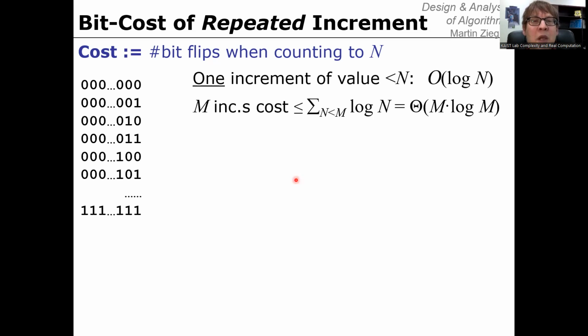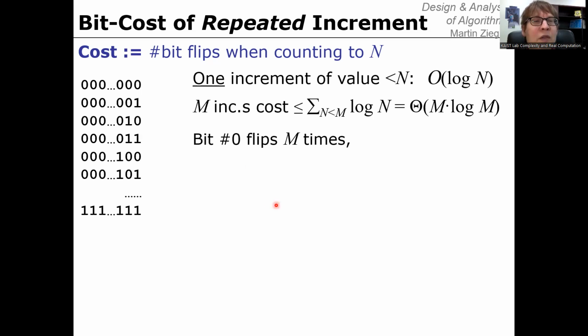Namely, we count during the repeated increments how often does the first bit, the bit number 0, the least significant bit, flip. And that flips every single time. You see that? The least significant bit flips every single time. So when we increment the counter m times, that means bit number 0 flips m times.